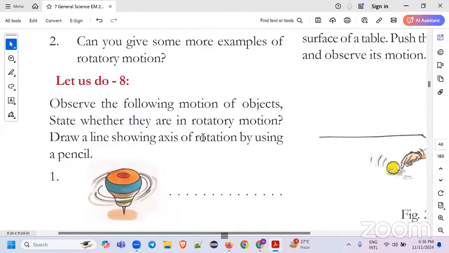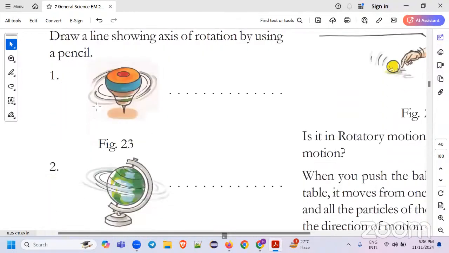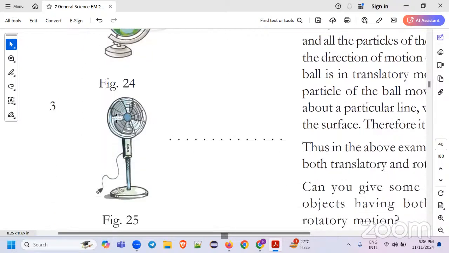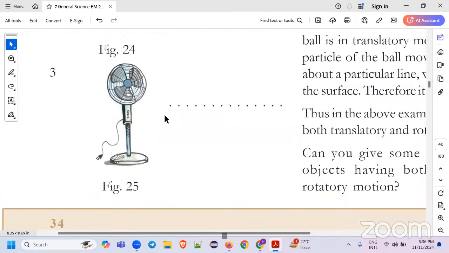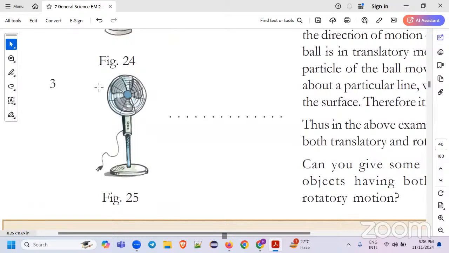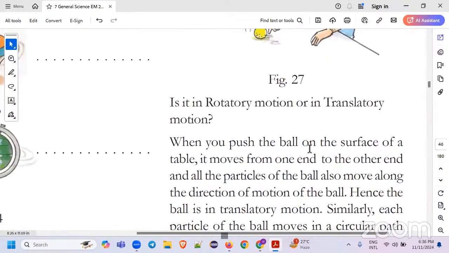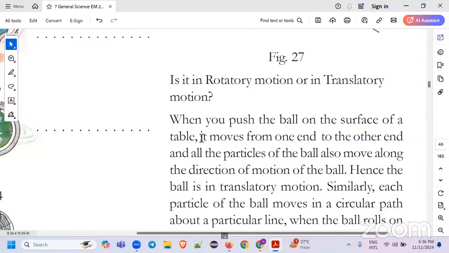So there are so many examples in day-to-day life. A pot is in rotatory motion, a globe is in rotatory motion, a fan is in rotatory motion. But when we swing to that side or this side, it has a different kind of motion. When you push a ball on the surface of a table, it moves from one end to the other end, and all the particles of the ball also move along the direction.